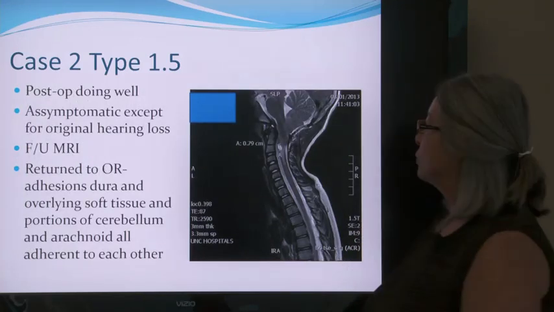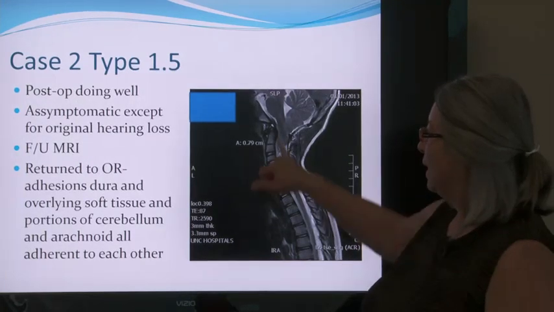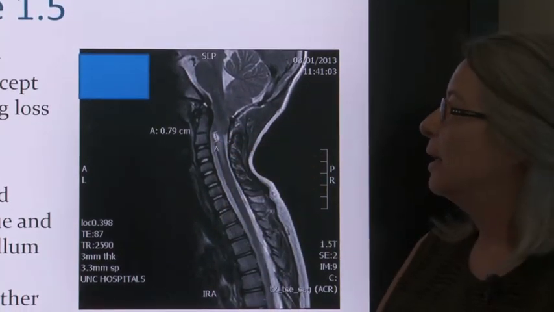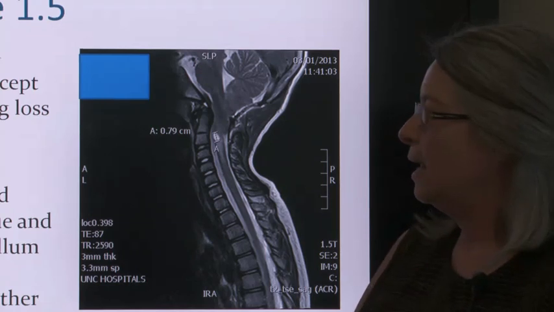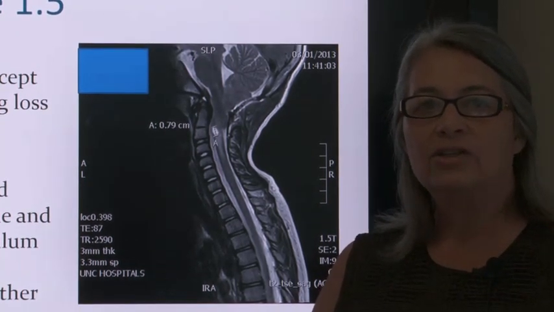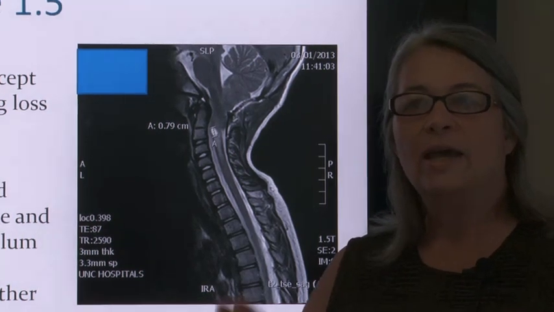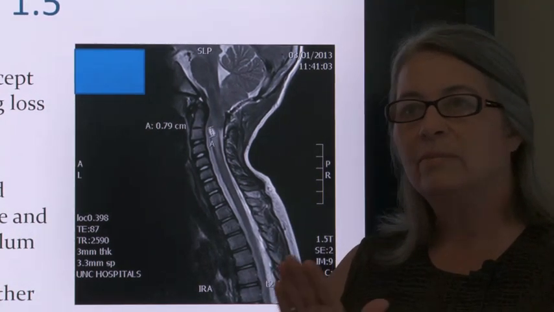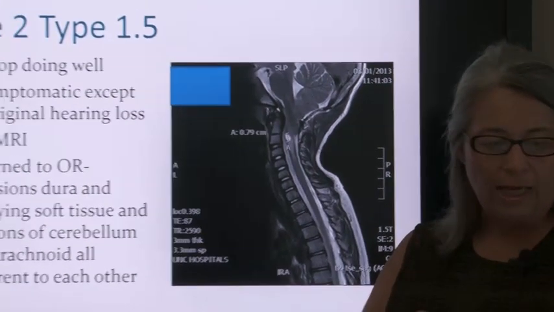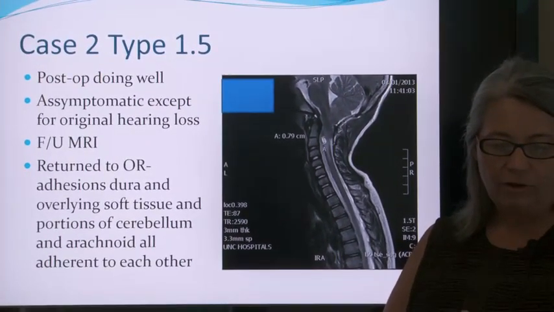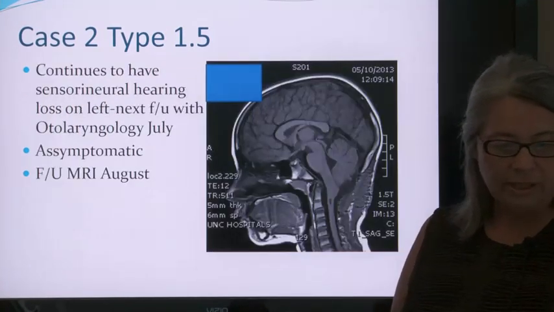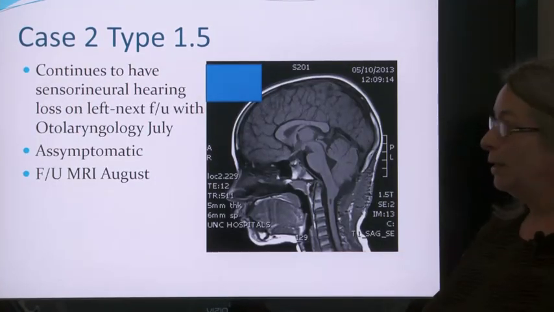He underwent surgical decompression, had a small syrinx that you can see here. He had to return to the operating room because he developed adhesions and scar tissue that created a problem with cerebrospinal fluid flow, and so he had to go back and have further surgery done. After his second surgery, he did well.